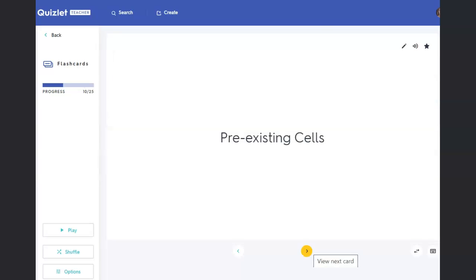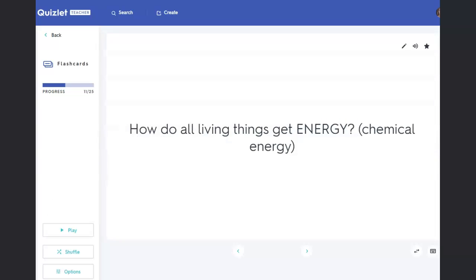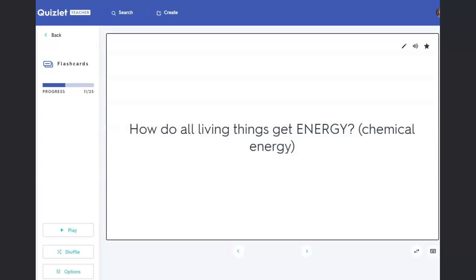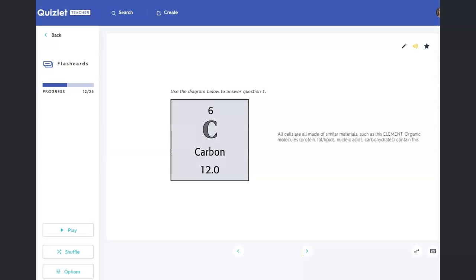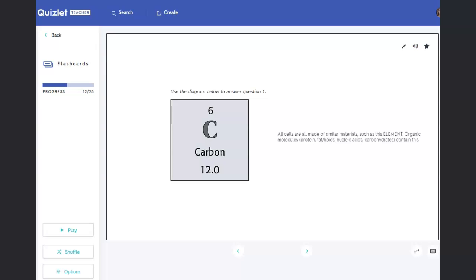Food. How do all living things get energy? Carbon. All cells are made of similar materials, such as this element. Organic molecules contain this.